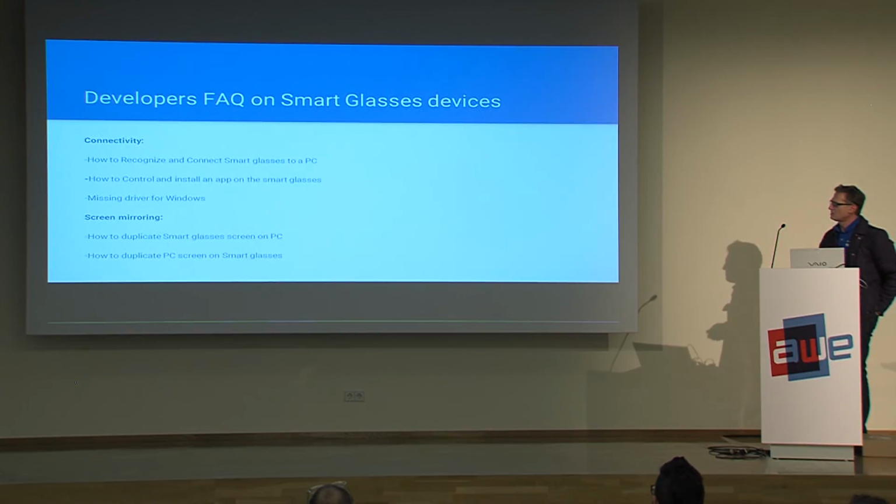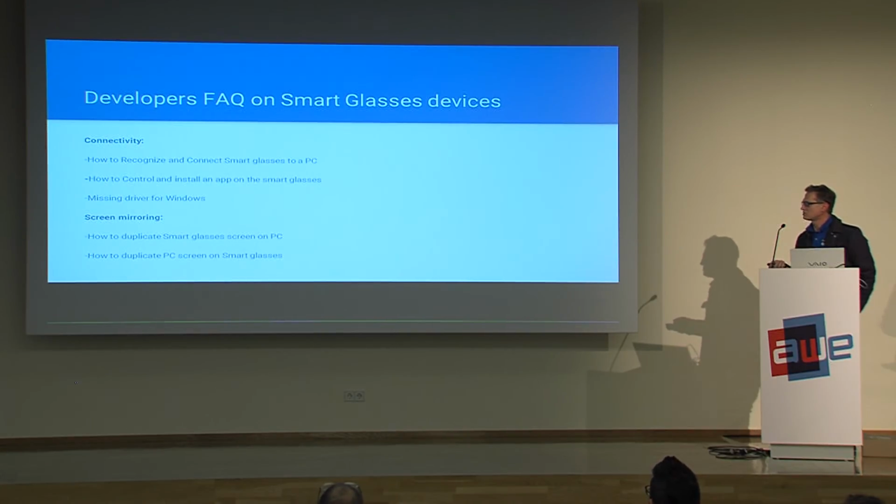From the frequently asked questions on smart glass devices, there is mainly the problem of connectivity: how to connect and have the smart glasses recognized by a PC, and how to control and install an application on smart glasses. We also found some missing drivers with Windows, mainly for version 10. All this information, we have solved since then. The main question is screen mirroring: how to copy the screen from PC to smart glasses and vice versa.